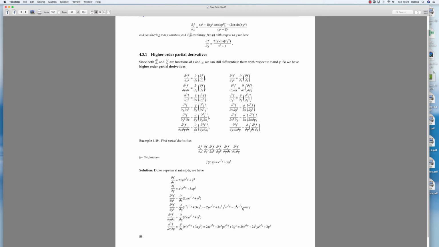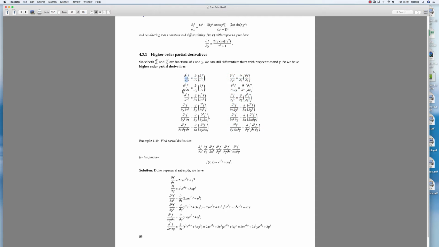And so we call them second, third, and so on, ordered partial derivatives. Here is some notation that is important to remember. We will use partial squared f over partial x squared to denote the partial of the partial with respect to x both times. If you take the partial with respect to x and then again the partial with respect to x, this is the notation that we will use.